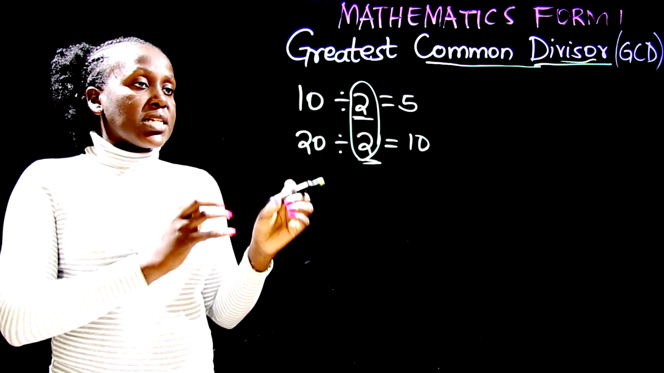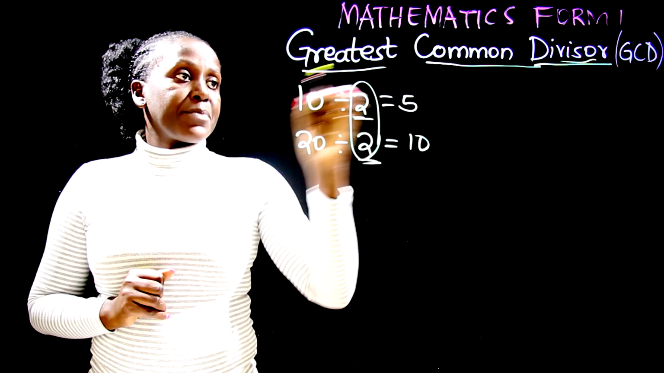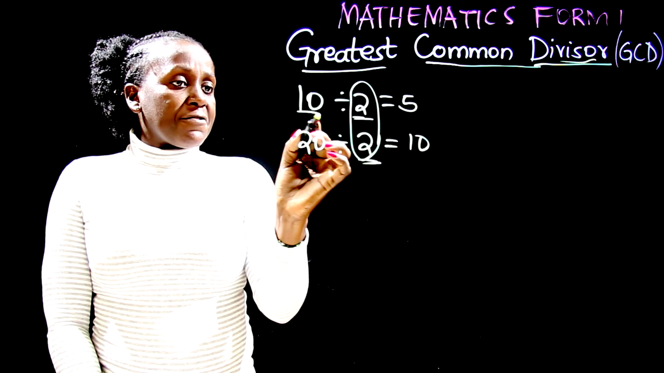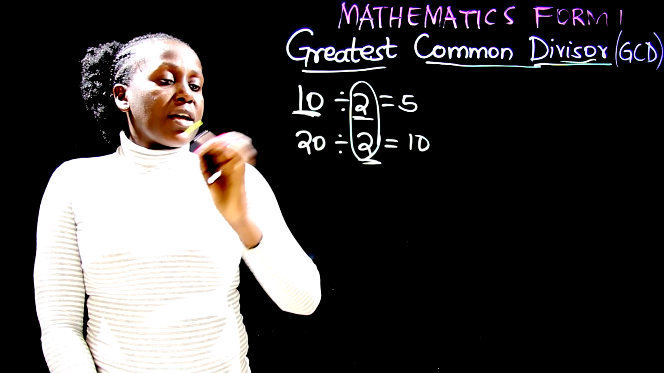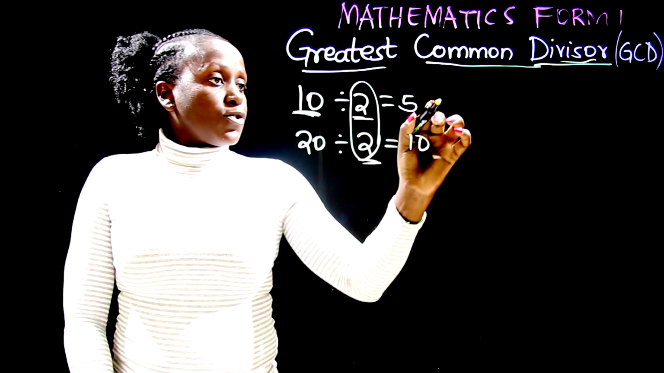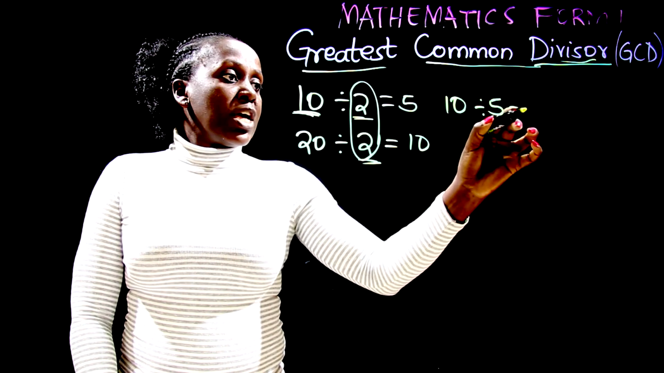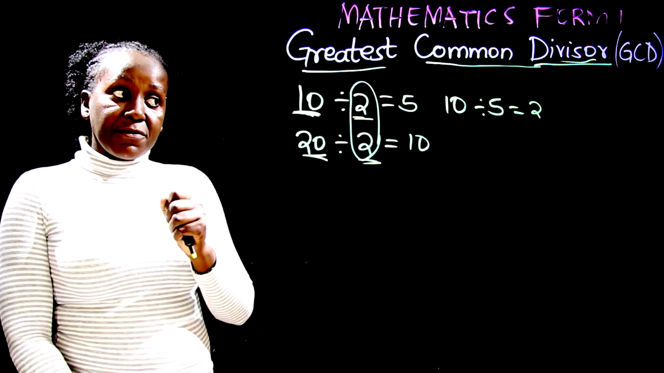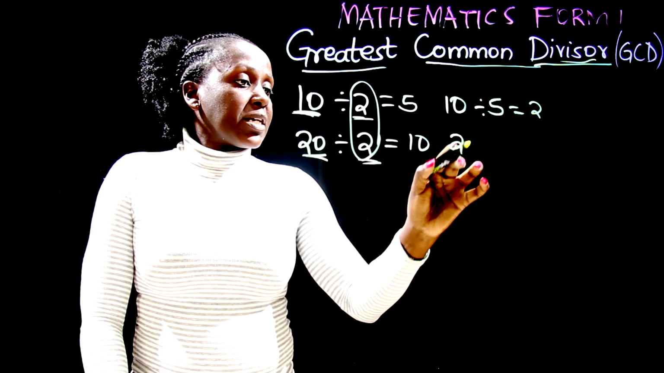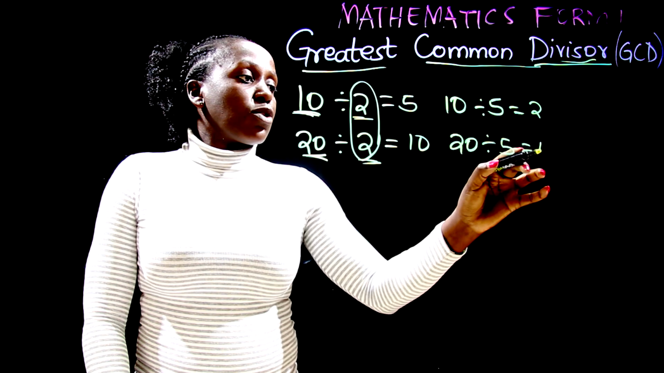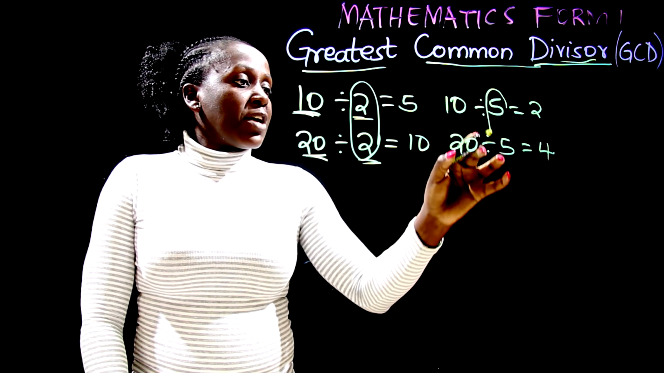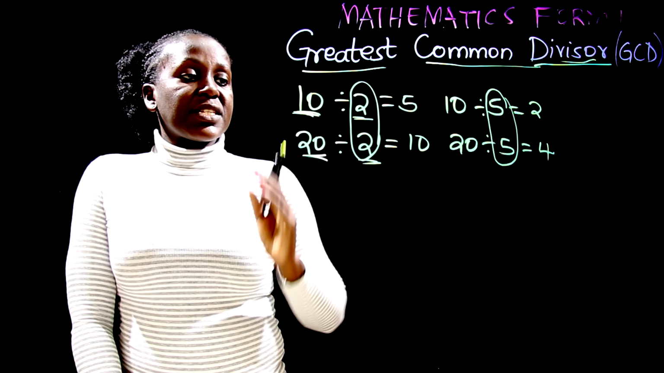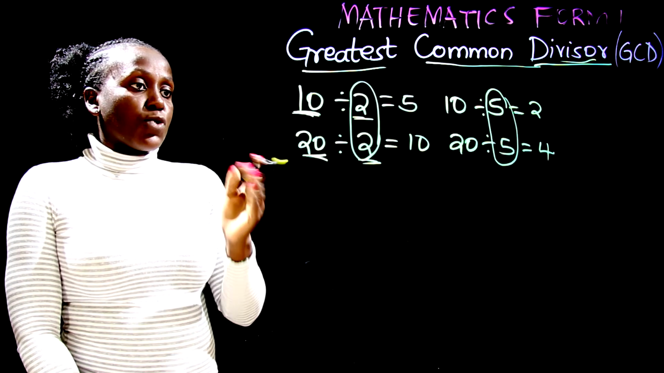But for us to get the G.C.D, it means that we must get the greatest common divisor. So let us see which other number can divide 10 other than 2. 10 can also be divided by 5. So 10 divided by 5 is equal to 2. Can 20 be divided by 5? Yes. So 20 divided by 5 is equal to 4. So you notice that 5 is also a common divisor, the same case as 2. It's a common divisor when it comes to the numbers 10 and 20.